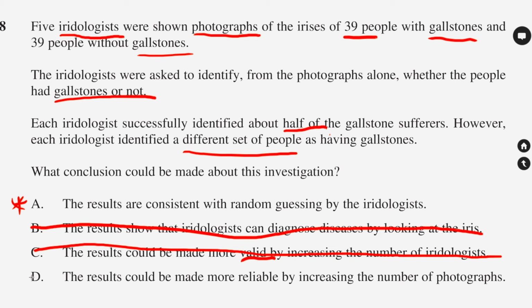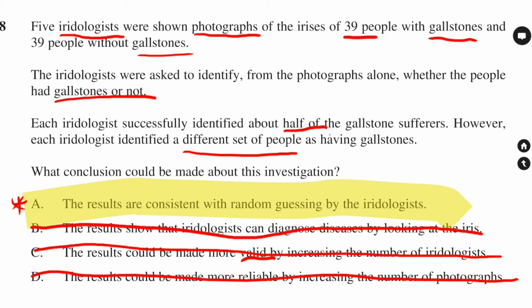However, at what point do you say there's more? When you really break this down, it pretty much looks like A is the correct answer, because each iridologist guessed about half, and they guessed a different group of people each time. So in this case here, what we have is results that are consistent with random guessing.